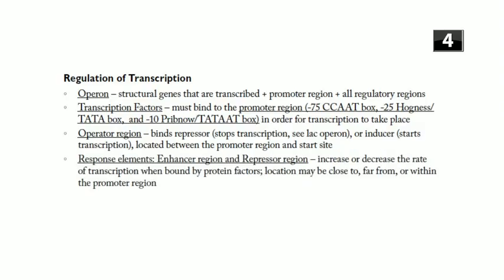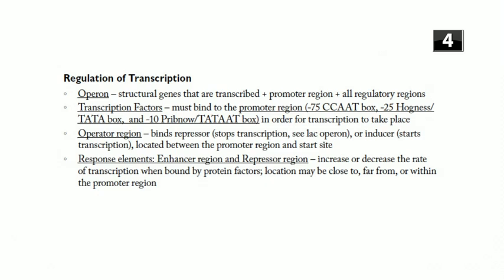And the next bullet is response elements. So response elements include enhancer regions and repressor regions. Now this isn't the repressor protein, this is a repressor region, which is a region of DNA. These response elements don't determine whether or not the transcription takes place at all, like the promoter region and the operator region. All those other regions we've been talking about are like an on-off switch that determines whether the gene is going to be transcribed at all. These response elements determine how quickly transcription takes place. They're either going to increase or decrease the rate of transcription when they're bound by various protein factors.